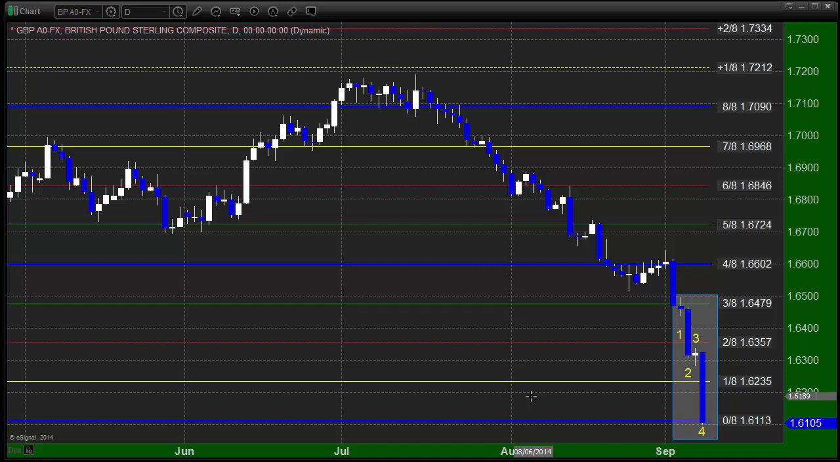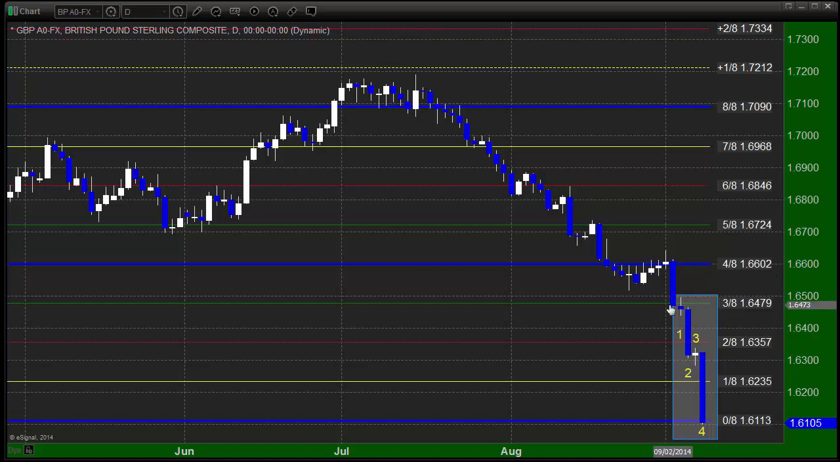So this is the point now where you would expect to at least see some leveling off in this pair, and not an extension and continuation to the downside. And if we do start to bounce, then we want to start looking at the even numbers on the Gann box for bounce targets. So the first one would be 2/8, and then the ultimate target would be all the way back up to the 4/8.